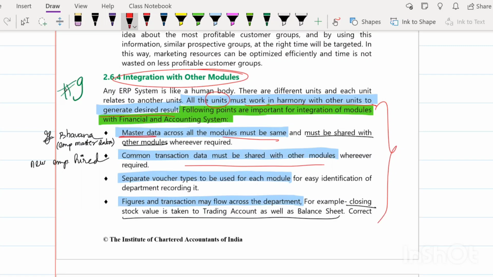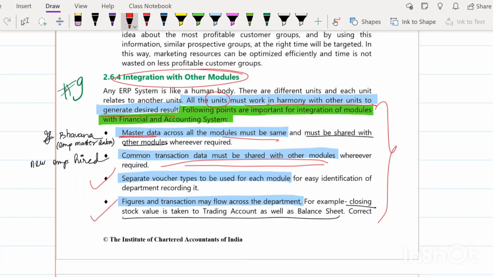So this common transaction, which will affect other modules also, must be openly shared with the other modules, or the information must be passed on to the other modules. Next, a separate voucher type must be created for each module. For your sales module, a different voucher type should be there, and the same way for purchases, a different voucher type should be there. So separate voucher types for each module should be there, so that each department is able to recognize easily that this transaction was recorded by so and so department.